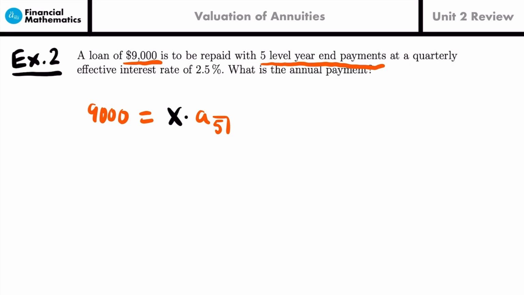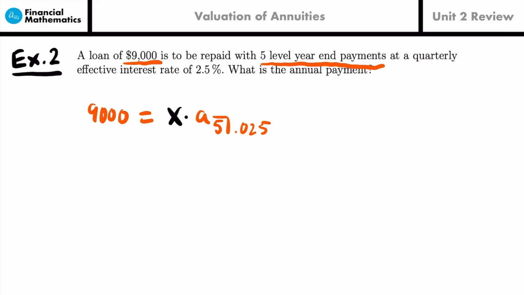Now, there's one more thing we have to deal with here, and that is what type of interest rate we are working with. Well, we're given a quarterly effective interest rate of 2.5%, and this is where a lot of people will make a mistake. They will go right to this. They'll say, oh, the interest rate is 2.5%, so we'll have 0.025, but that's wrong. Remember what I said earlier in this video when we were reviewing our formulas. The interest rate for your annuity formula needs to match the payment cycle.